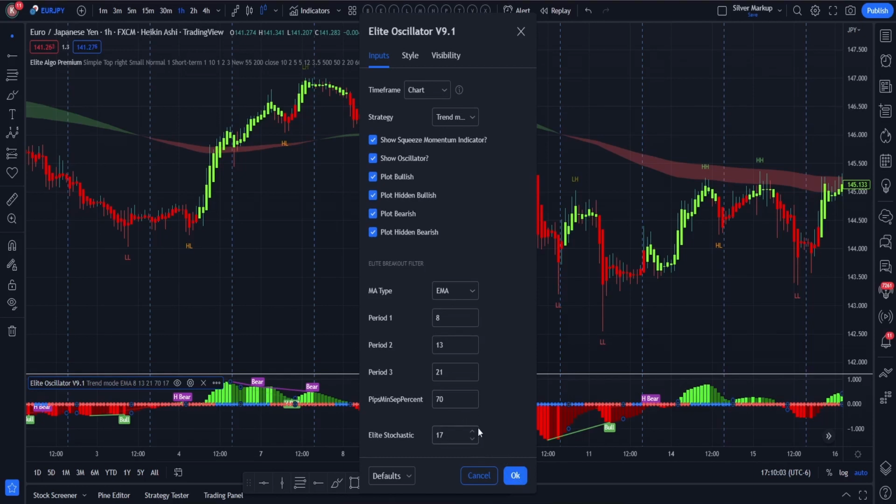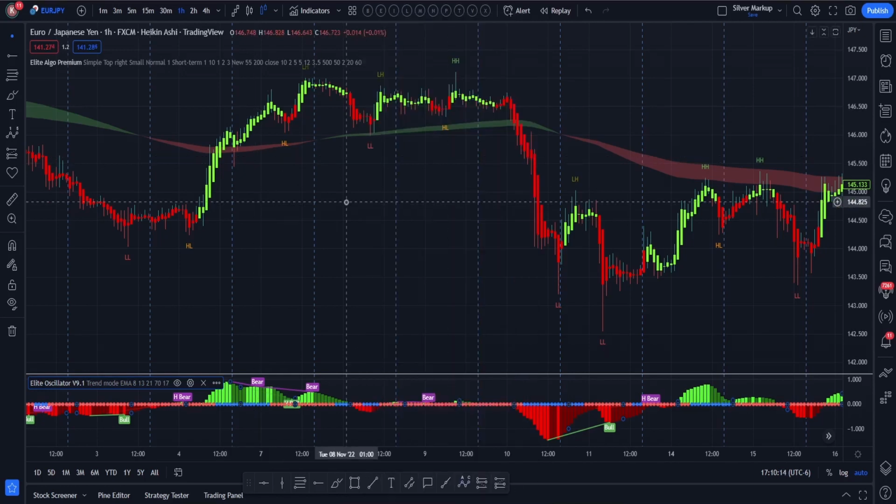But the main thing here is going to be your Elite Breakout Filter, and that's going to change the trend mode within Elite Algo Oscillator. So now that you have that set up, it's going to look just like this.